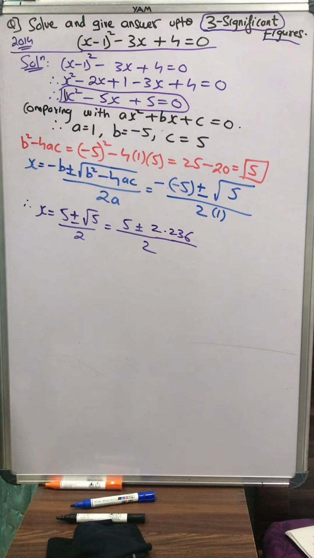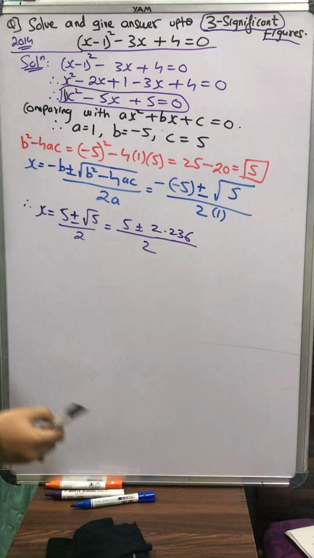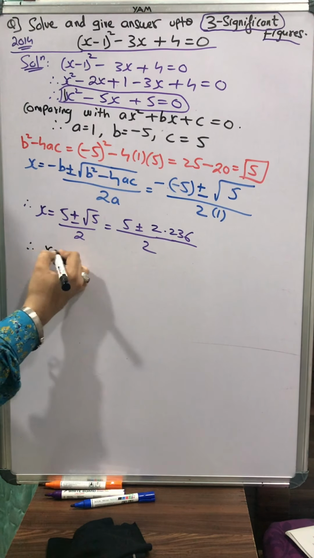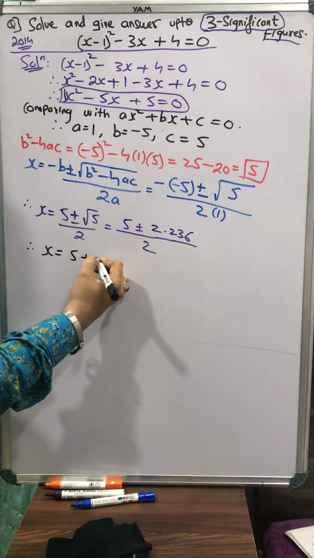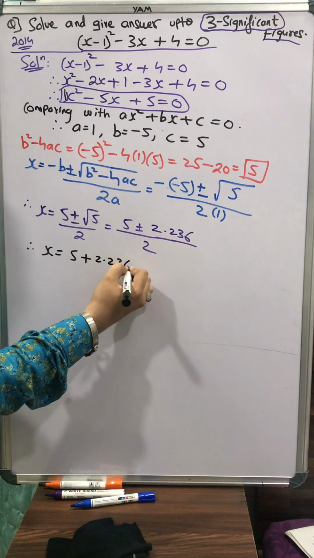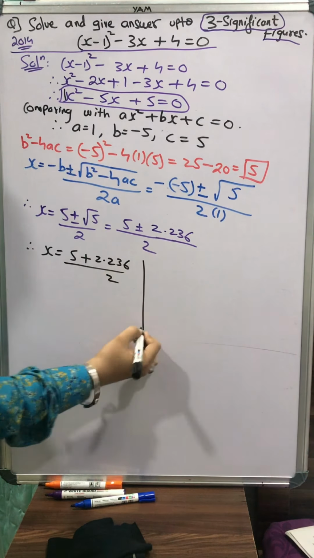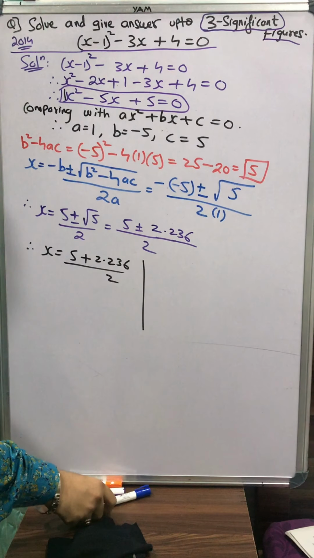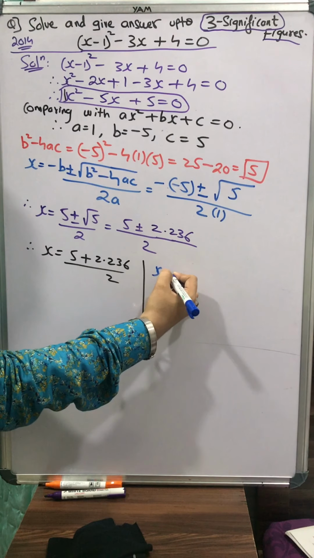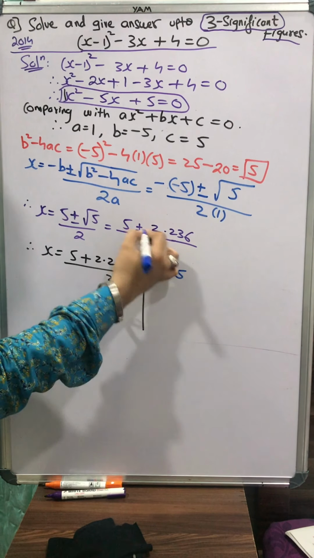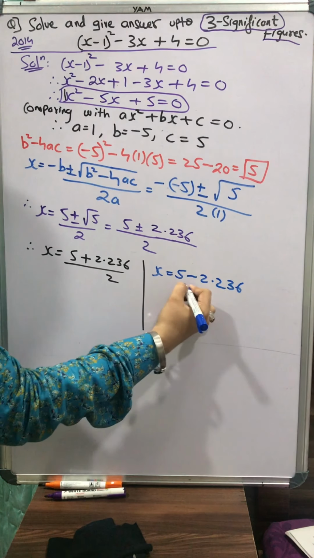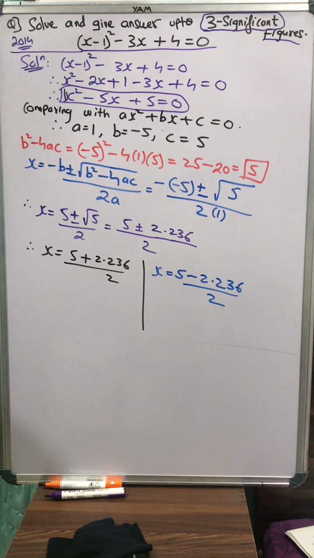2.236. Okay, fine. So now students, therefore x is equal to 5 plus 2.236 the whole upon 2. What I did, it was plus minus, I just took plus over here. And on the right hand side I'll take the minus one. x is equal to 5 minus 2.236 the whole upon 2. Great.